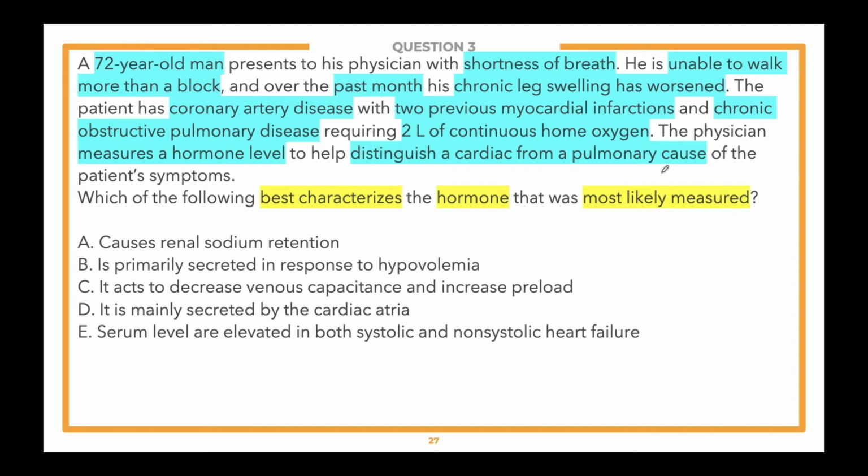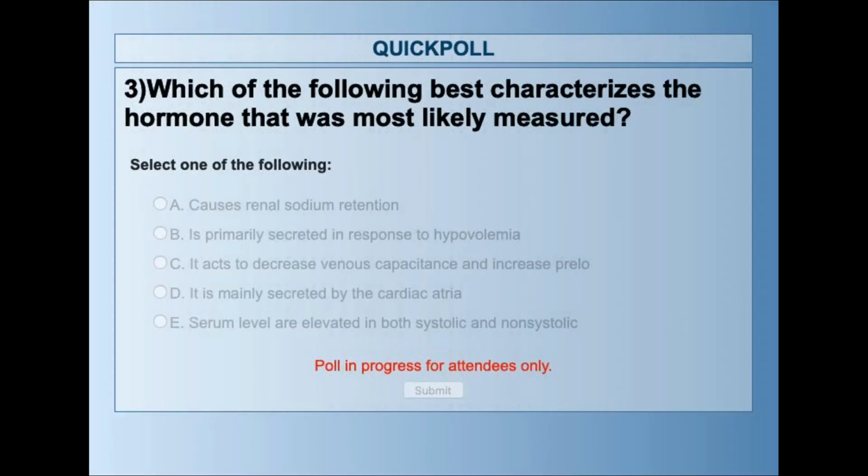So once again, we're going to go ahead and open up that poll. Go ahead and select what you think is the best answer here, and we'll talk about it in just a few seconds. I'll go ahead and read these answer choices out one more time.